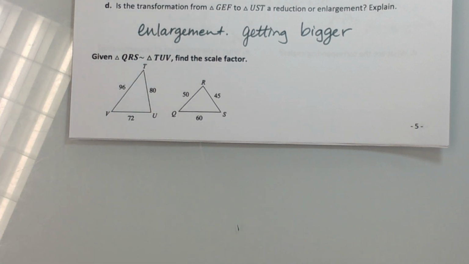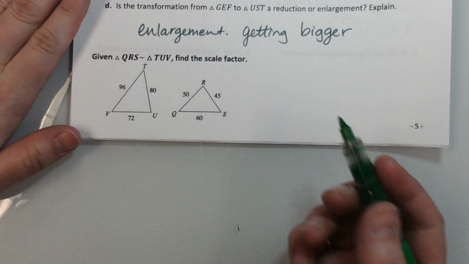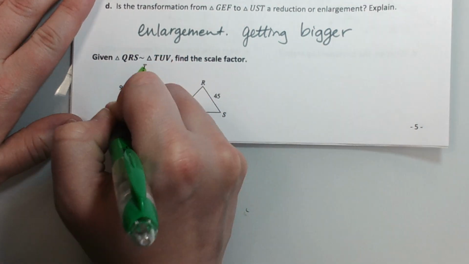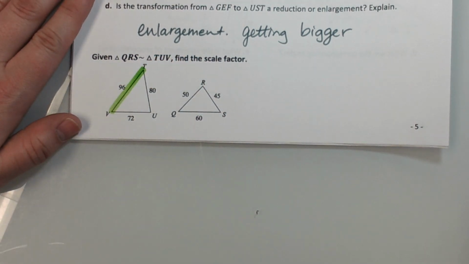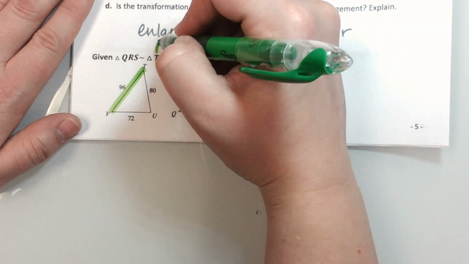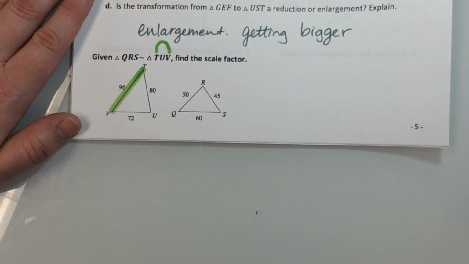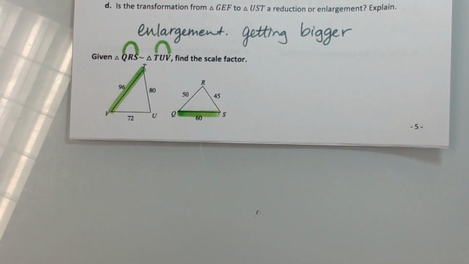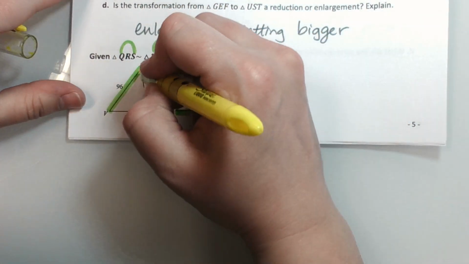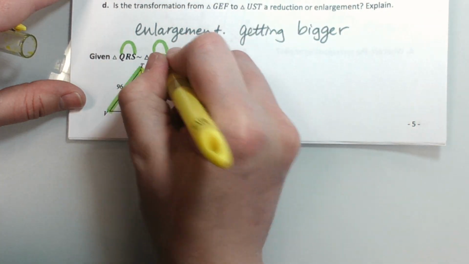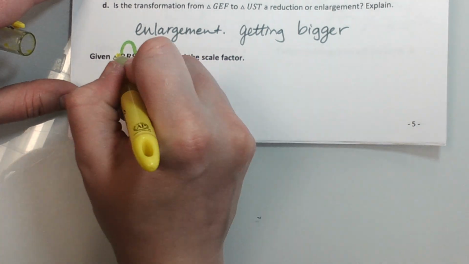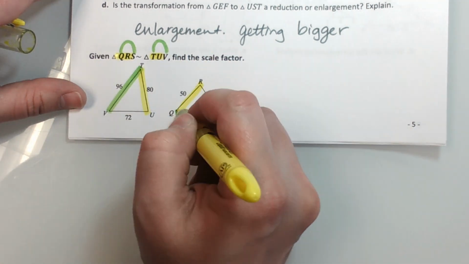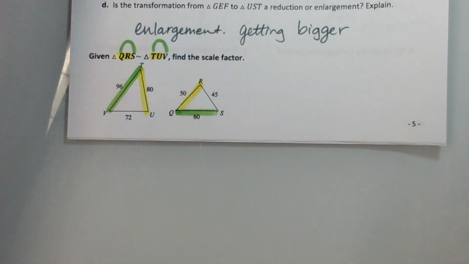Start by recognizing your corresponding sides. Let's say I start with TV. TV goes with which one? QS, first and last letters of the name. Say I go to TU next. TU goes with QR, first and second letters of the name, which means RS with VU.